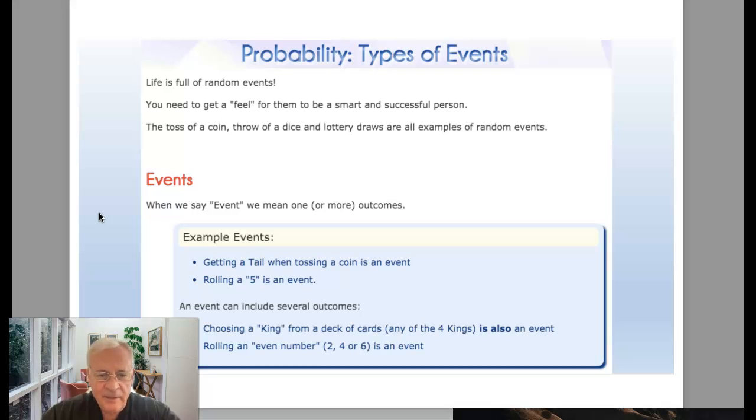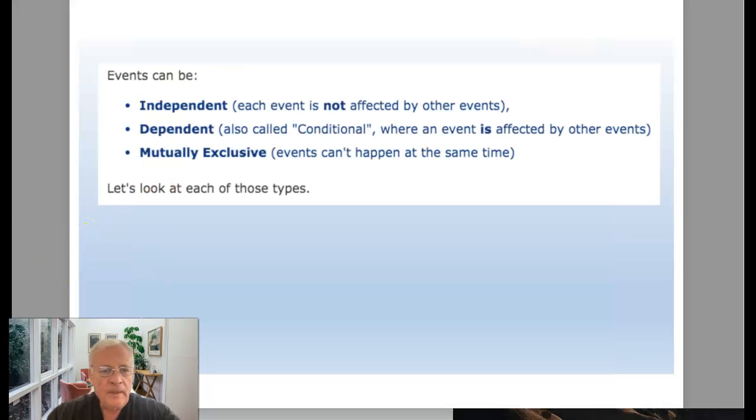An event, then, is like getting a tail when you toss a coin, or rolling a 5 when you roll a dice, or choosing a king, or rolling an even number. Those are called events. Again, there's 3 types we talked about: independent events, which one does not affect the other; dependent events, sometimes we call that conditional, and we're going to look at that next week, where an event is affected by other events; and mutually exclusive, where events can't happen at the same time.